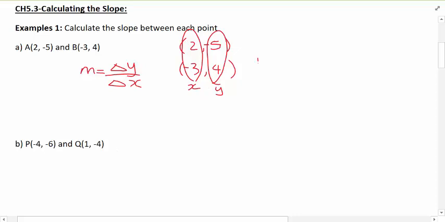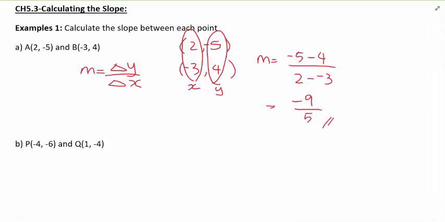Okay, so you got m equals negative 5 minus 4 divided by 2 minus what? Negative 3, right? So you have to be careful there. And what do you get on top? Negative 9 divided by 5. Yes? And that's the end. You cannot reduce this anymore, so just leave it like that. Okay. Alright, why don't you try B on your own?